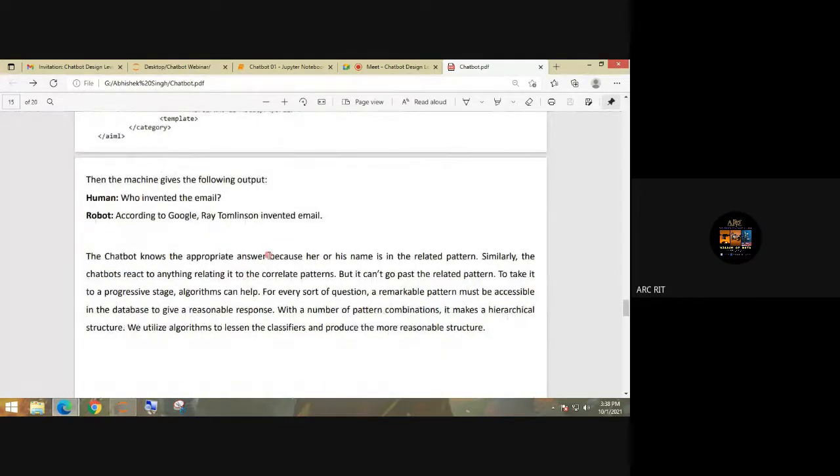If I ask "do you know who", it can also answer that this person invented email, because the bot has been fed with the patterns. But it can't go past the related patterns. It can't use its own brain or its own logic, and that's where algorithms are required. That's where AI and databases and storing of logs play their role. With a number of pattern combinations, it makes a hierarchical structure. We utilize algorithms to lessen the classifiers and produce a more reasonable structure.